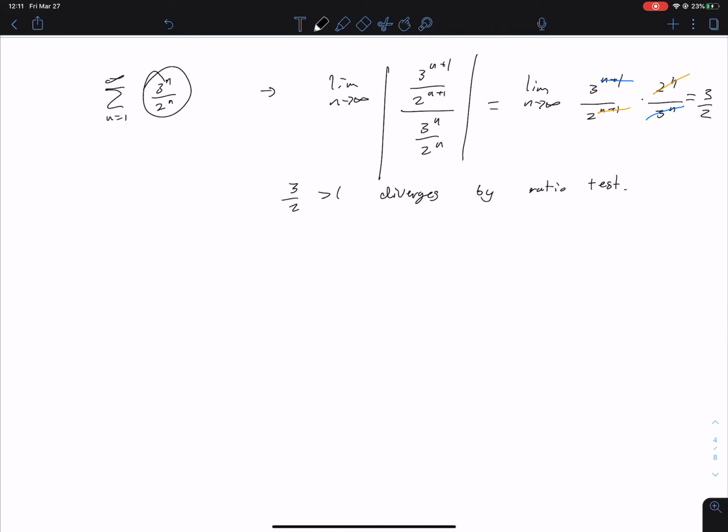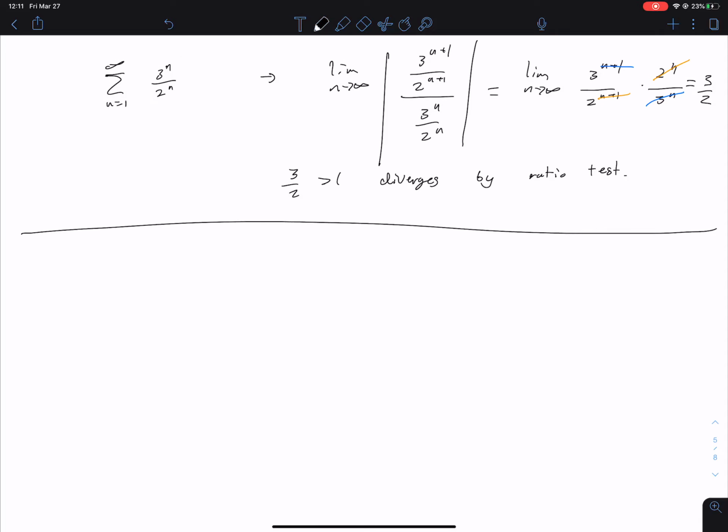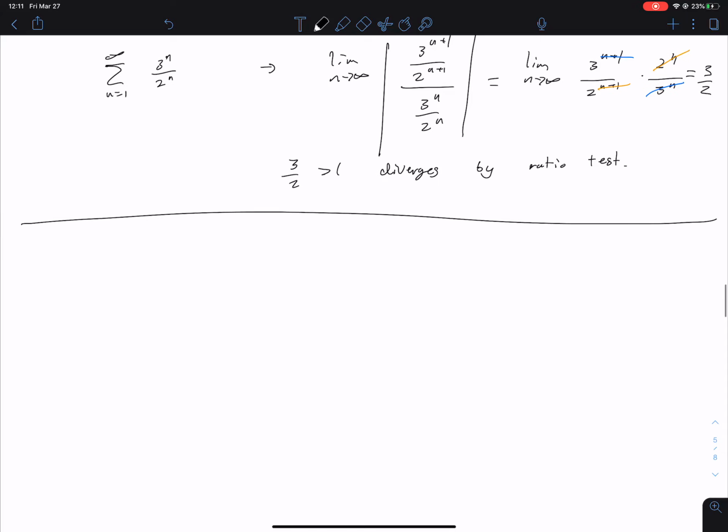Also, I could have looked at this series and said it's geometric with r equals 3 halves. Note that r is equal to L. That will always be true if it's geometric. You don't need to know that. But this diverges by a couple other reasons also.